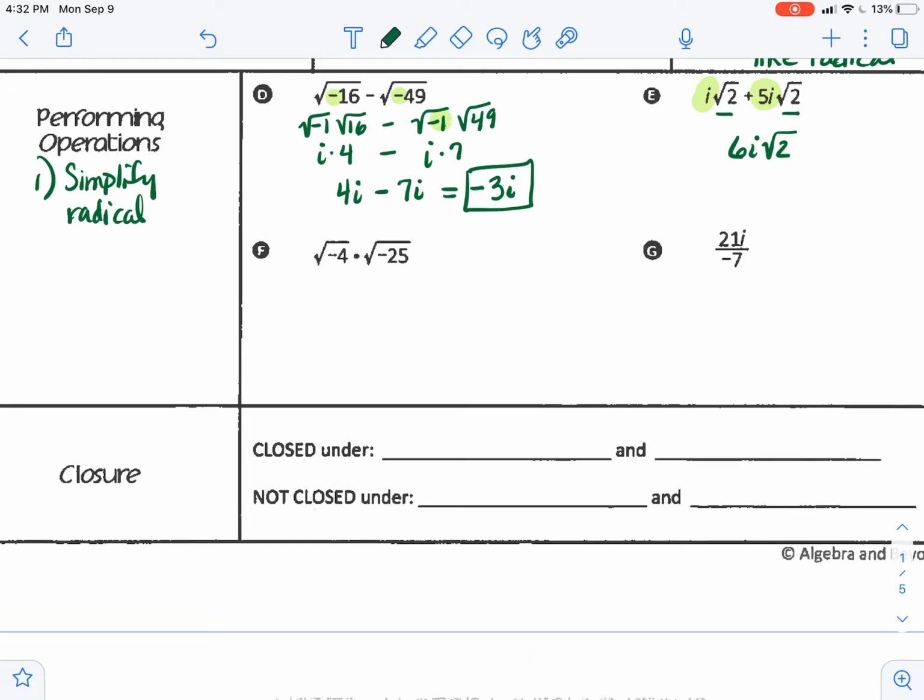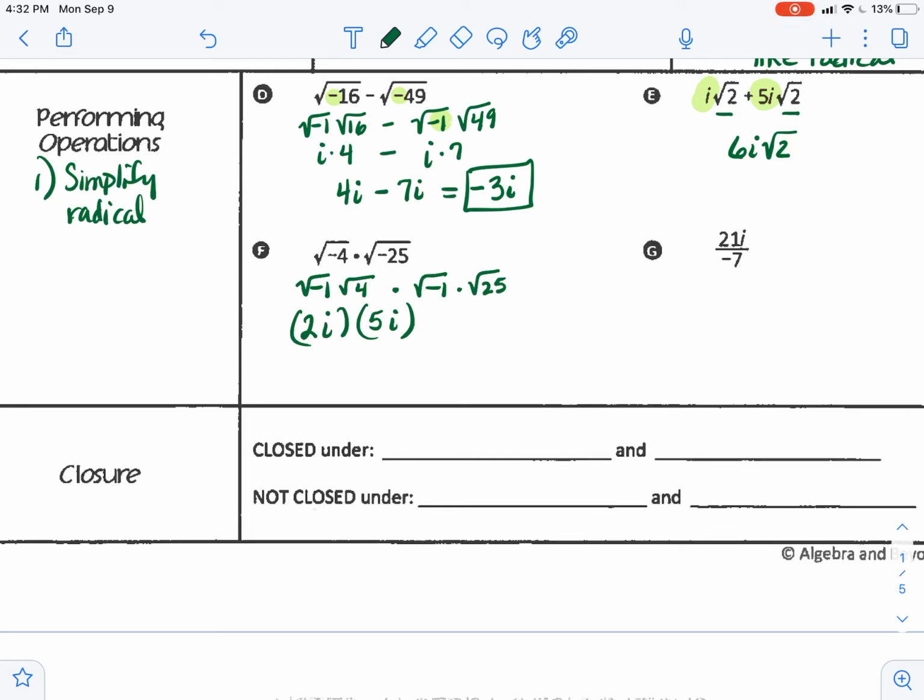So, number 2: the square root of a -4 times the square root of a -5. So this would be -1 and 4 times a -1 and 25. The square root of a -1 is i. Square root of 4 is 2. So this is really 2i. Square root of a -1 is i. Square root of 25 is 5. And I just kind of rearranged my numbers.